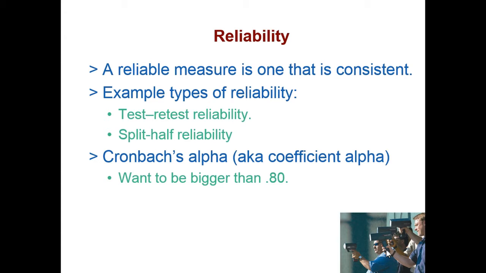So for test-retest, it's a correlation between time 1 and time 2. For Cronbach's alpha, it's kind of an average of all the correlations of the questions. And you want that to be bigger than 0.8. So you want your reliability to be very large. And so think about that as like kind of how much that's going to give you the same score each time.